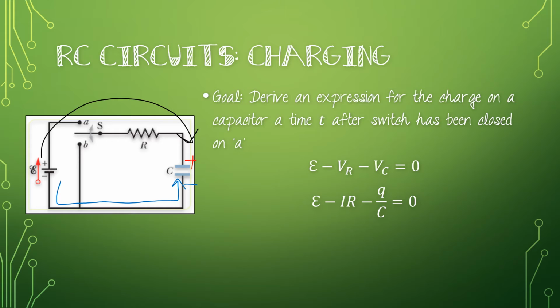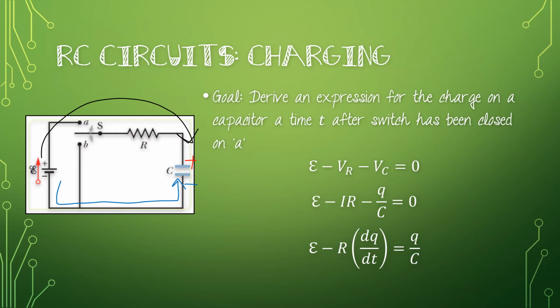Also, the charge on the capacitor is not constant. It's building up over time. So I need to find a way to have only one variable in this equation. And right now, both current and charge are not constant. So I'm going to use the fact that current can be expressed as dq/dt and put that in place of current. And now I only have one variable, that q. And as a matter of fact, I now have a differential equation.